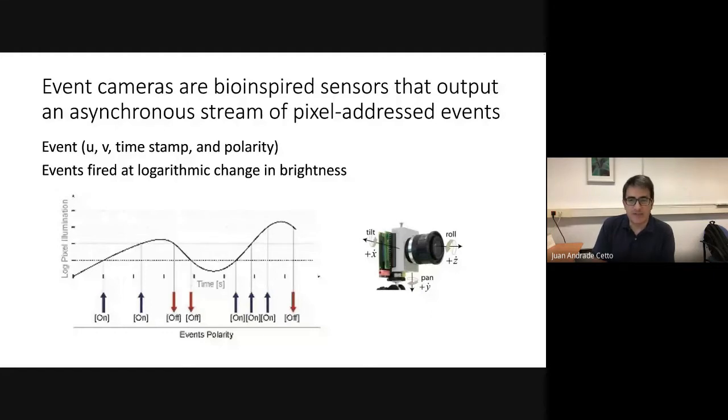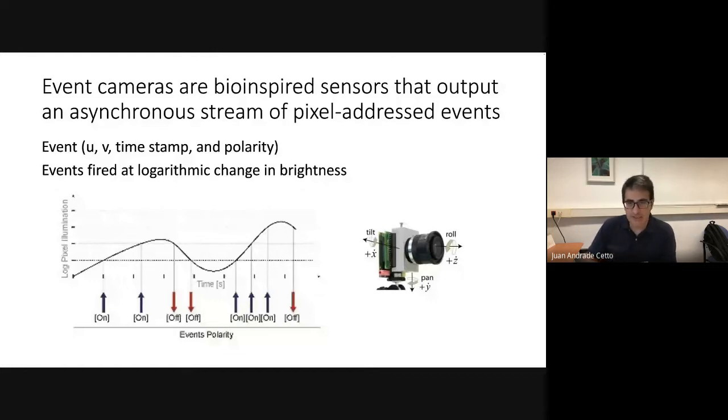The information that is sent through the bus of an event camera to the computer is asynchronous. That is, you do not get a constant rate of events, but you get asynchronous data as soon as it occurs, with a lag of a few microseconds. Another thing about this is that the events are fired at a logarithmic change of brightness. This is not a constant change, but it is logarithmic.